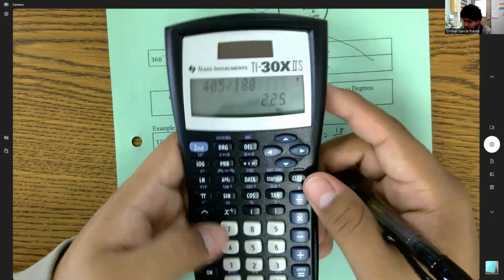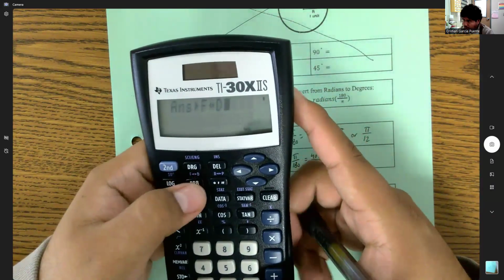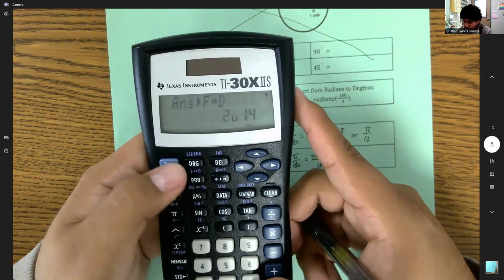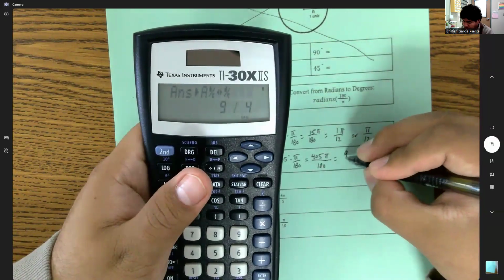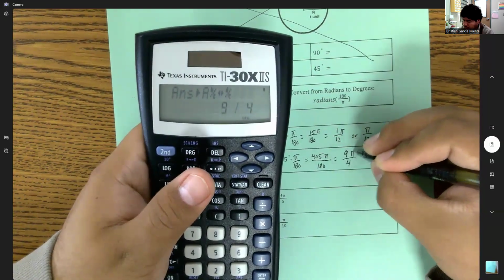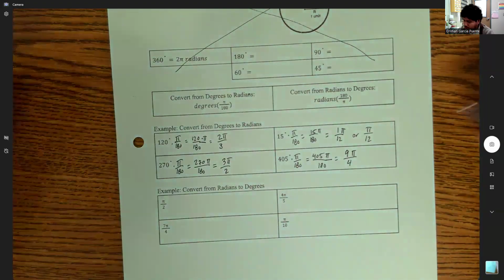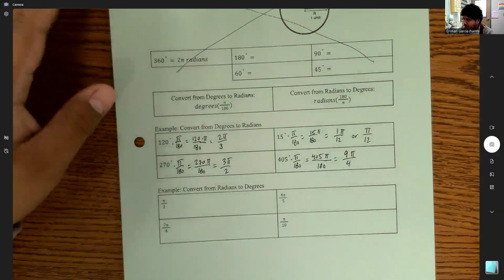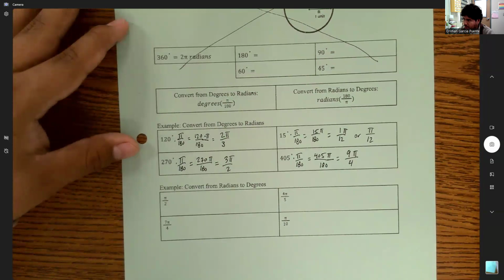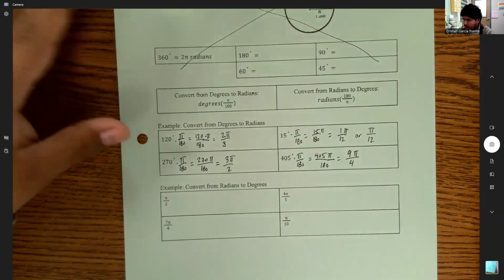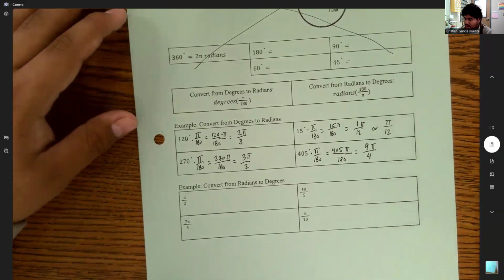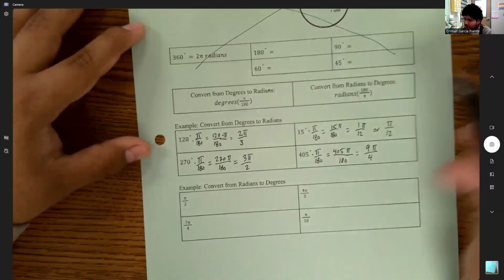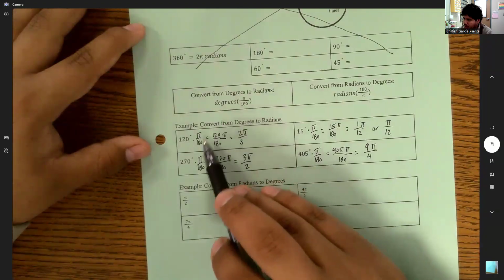That gives you 2.25. Click second PRB. That gives you 2 and 1/4. Click second ABC. That gives you 9/4. So this is just 9/4, and pi goes on top, so it's 9 pi over 4. And that's it. That's all you gotta do from converting degrees to radians. Okay, that's easy. Now from converting from radians to degrees, still super straightforward. So for degrees to radians, we multiply pi over 180.